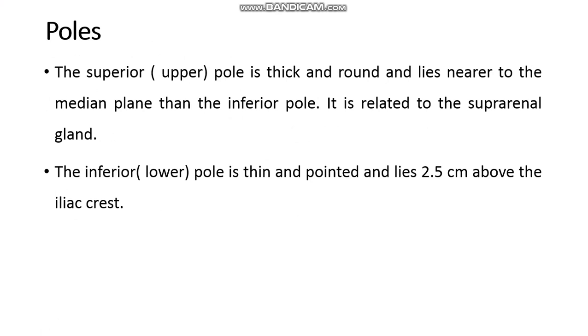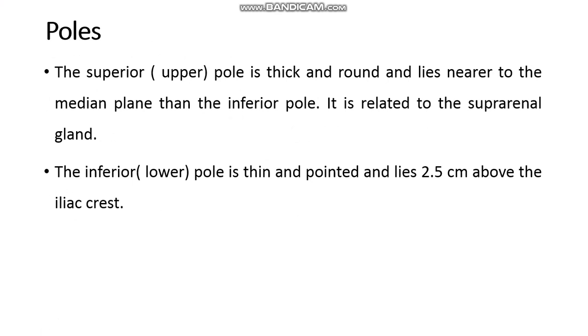So first is regarding the poles of the kidney. As we already said, there are two poles, the superior pole and inferior pole. The superior pole is otherwise known as the upper pole and the inferior pole as the lower pole. The superior pole is thick and rounded, but the inferior pole is thin and pointed, just opposite to the superior pole. The superior pole lies nearer to the median plane than the inferior pole, and it is related to the suprarenal gland or adrenal gland.